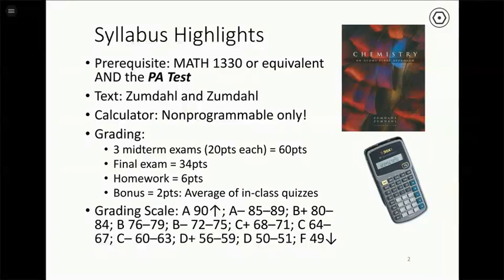So here's what it is. A is 90 and above. A minus 85 to 89, and so on. So there's roughly 3 or 4 points separating each grade level. It is slightly easier than the standard UH scale, I believe.